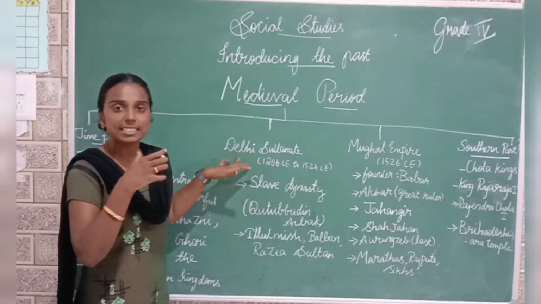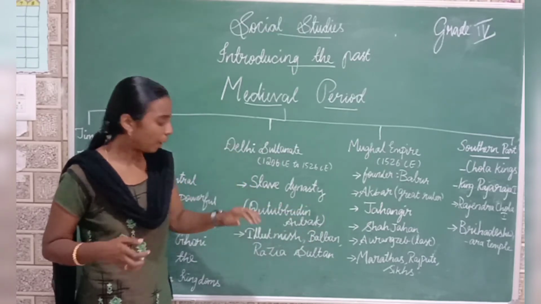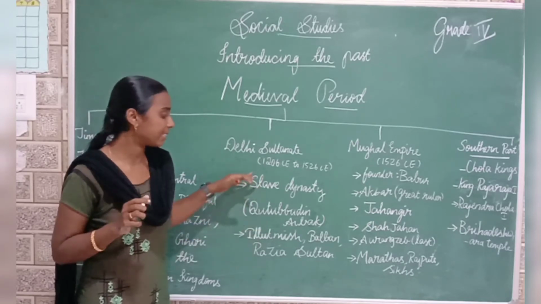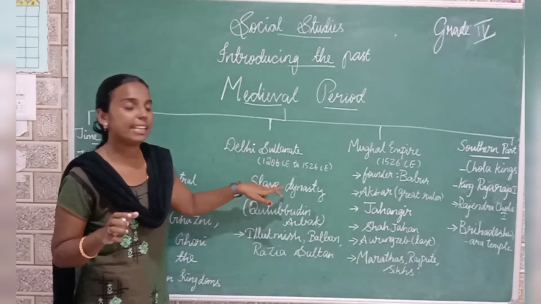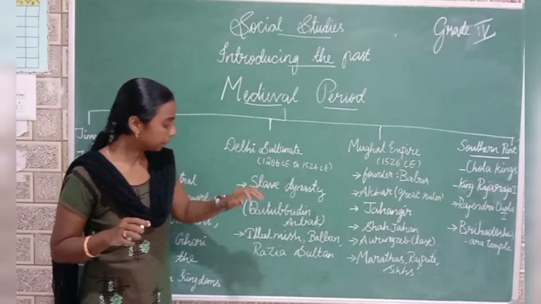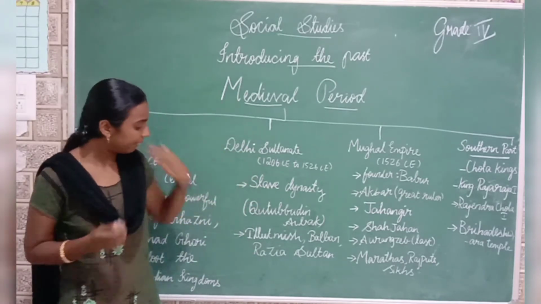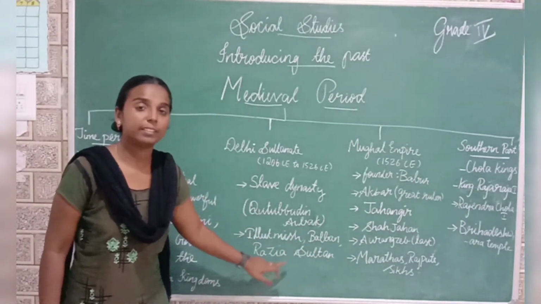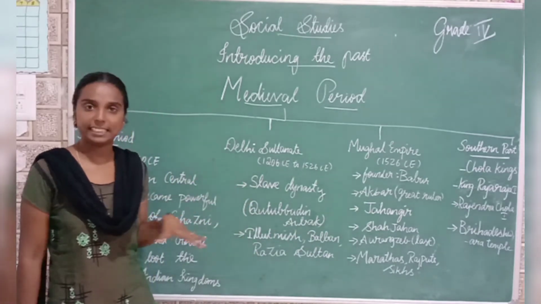During this Delhi Sultanate period, we had a dynasty called the Slave dynasty, formed by Qutbuddin Aibak. So tell me, who is the founder of the Slave dynasty? Qutbuddin Aibak. He formed the Slave dynasty in 1206 Common Era. Some of the powerful rulers in this Delhi Sultanate period were Iltutmish, Balban, and Razia Sultan.